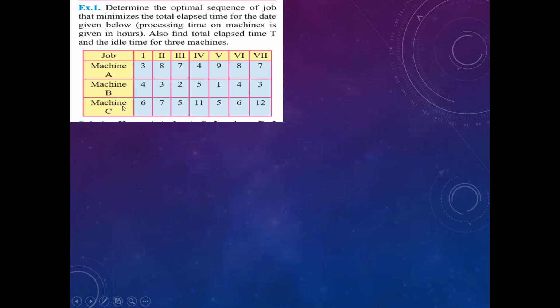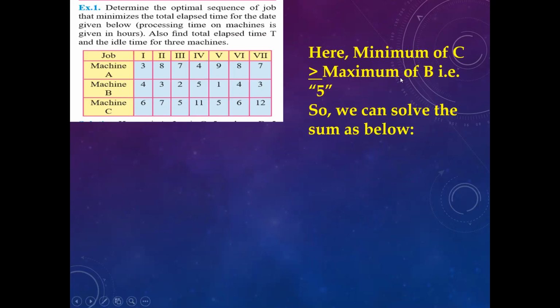What is the minimum value in machine C? Correct. It is 5. And what is the maximum value of B? It is 5. So can I say 5 is equal to 5? So in this case, class, our second condition, that is the minimum of C greater or equal to the maximum of B, is satisfied, which is 5. So 5 is not greater, but yes, equal to 5. So we can solve the sum as below.